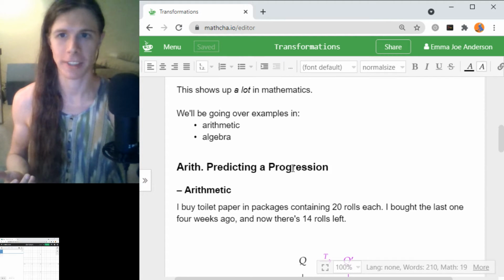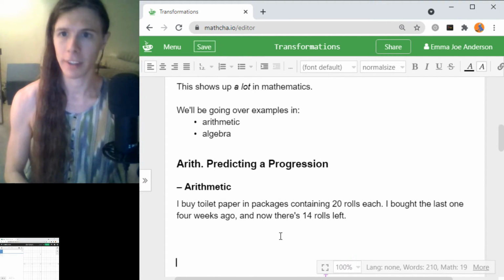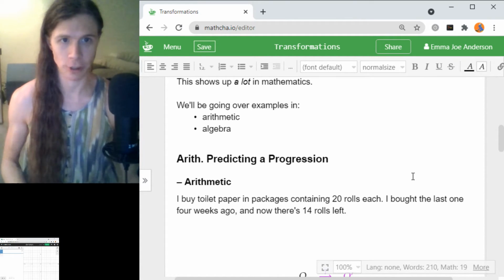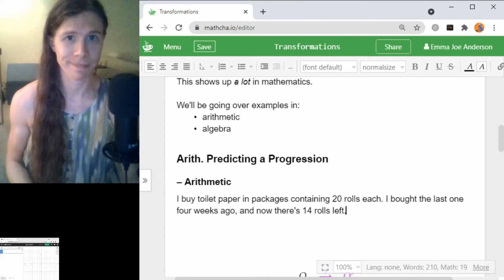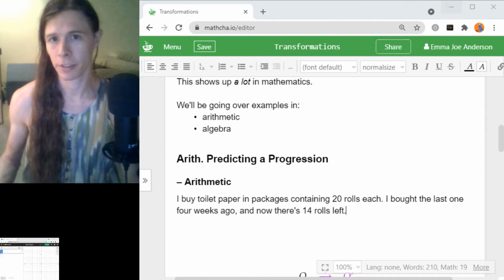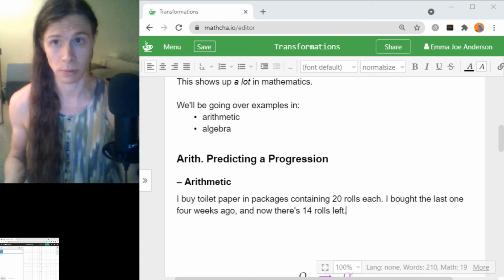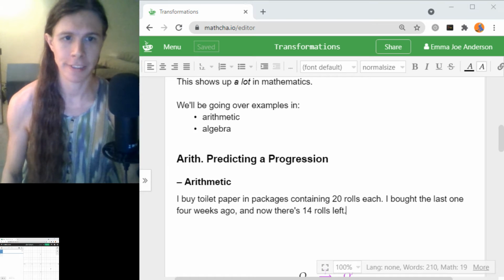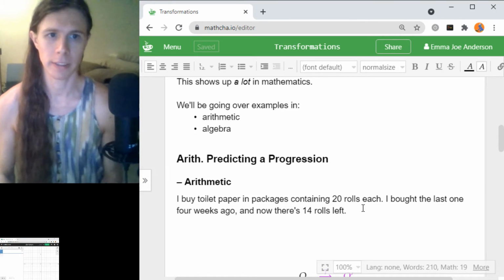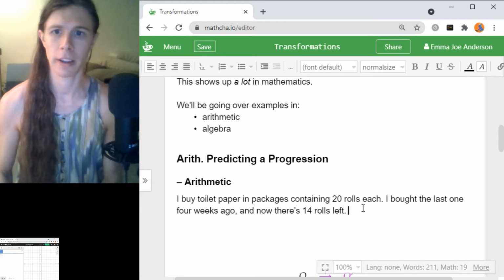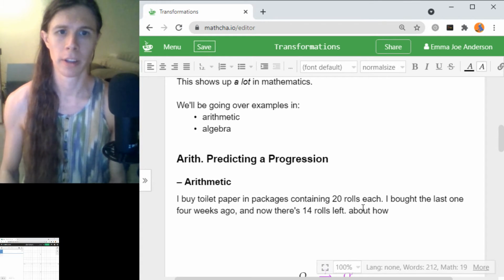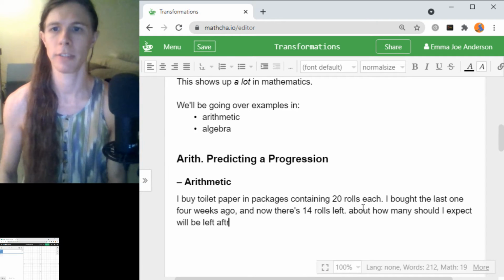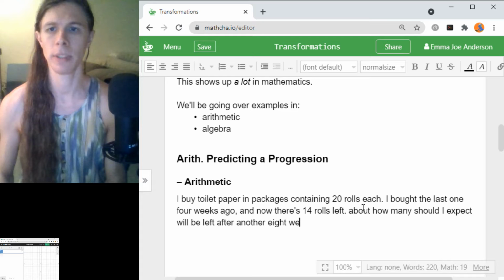let's talk about arithmetic. Okay, so say I buy some toilet paper in packages containing 20 rolls each, and I bought the last one 4 weeks ago, and now there's 14 rolls left. And a question I might ask in that moment is about how many should I expect will be left after another 8 weeks.